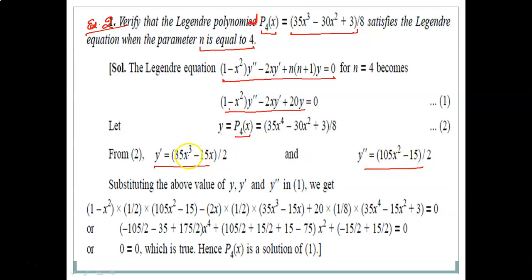Now substituting the values of y dash and y double dash in equation 1, after simplification you will get 0 on the left hand side, and the right hand side is obviously 0, so 0 equal to 0. From this you can say that P4(x) is the solution of equation 1. So that is what we wanted to establish.